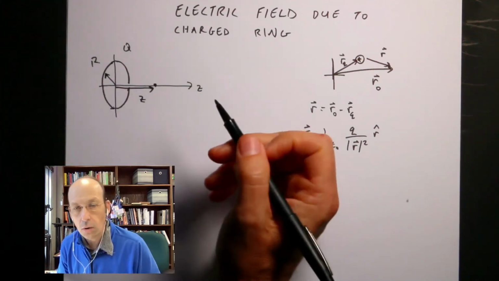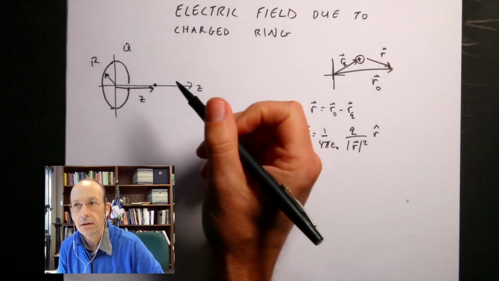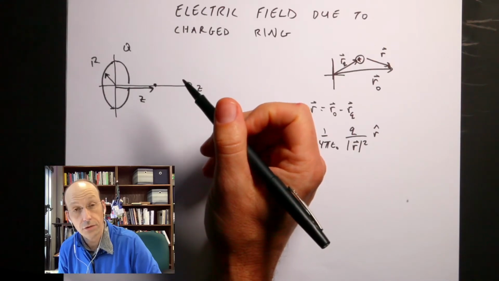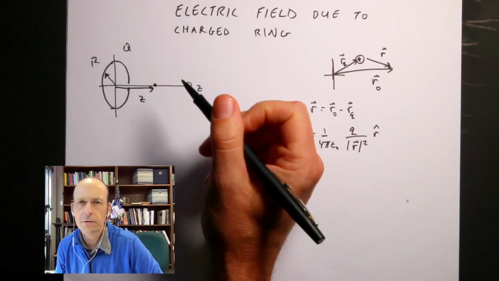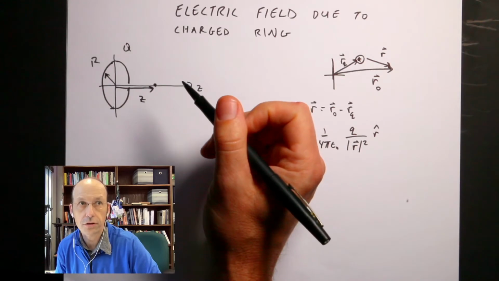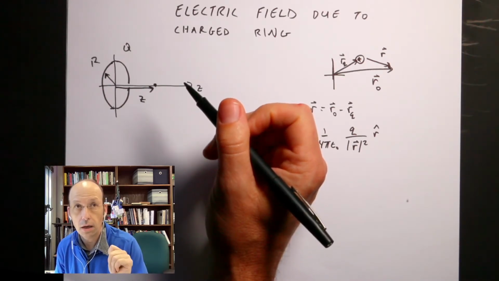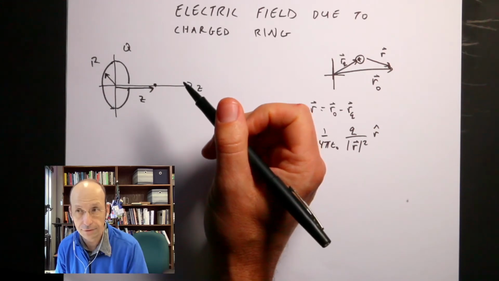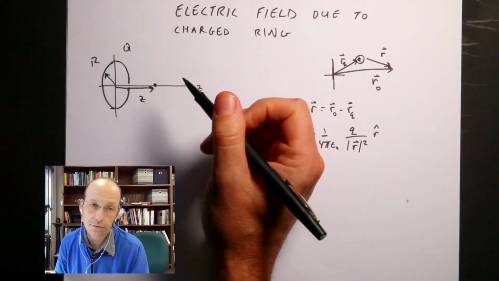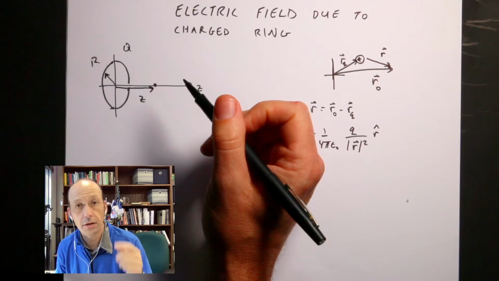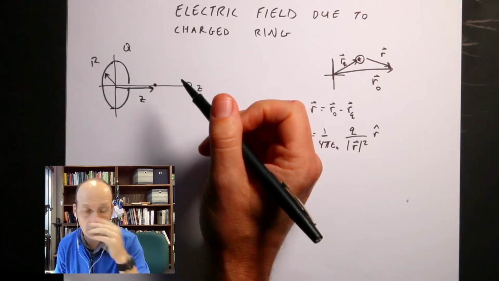All right, so I have here the electric field due to a charged ring. I want to do some of these electric field problems with charge distributions and build up to the electric field inside of a capacitor. We're going to start with the ring, and then I'll use the ring to do a disk, and then I'll use the disk to do a capacitor.